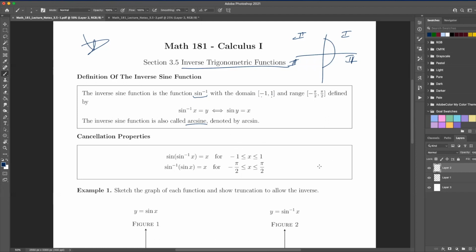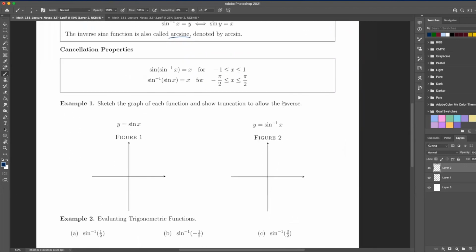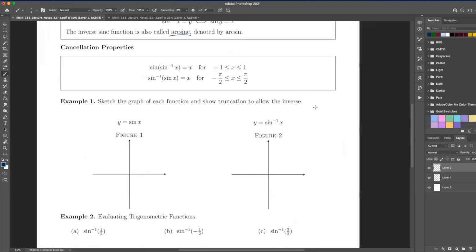And so we have the cancellation properties. And notice the cancellation properties are kind of particular on which one we put in first. So if I take the inverse sine first and then take the sine, this will only produce answers between -1 and 1 for x. And here, if I take sine first, I need the inverse sine. Since the inverse sine only has a range between here and here, this is only going to work. Cancellation properties only work for this domain. So this is just something to be aware of.